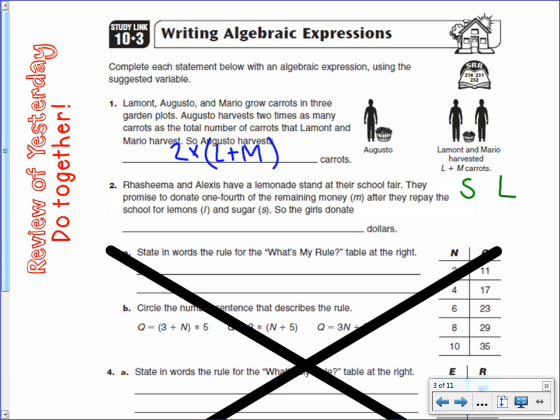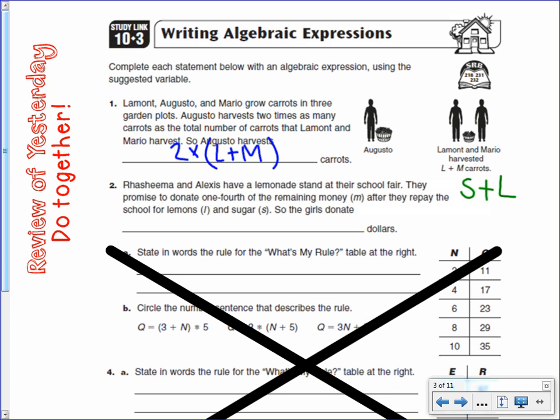You're right, that's another one. But what operation would I need to put between the S and the L to figure out how much money they're going to have to pay for those supplies? You're going to have to add those, right? Because let's say the sugar costs $5 and the lemons cost $5. You're going to have to add those two numbers together to figure out how much it's going to cost.